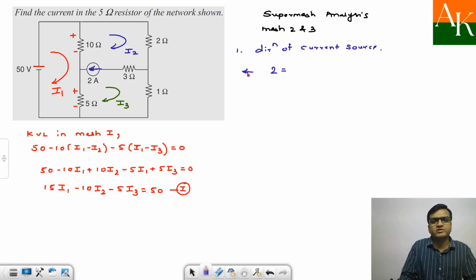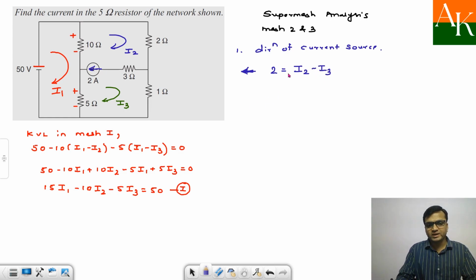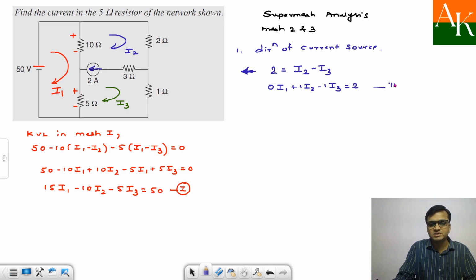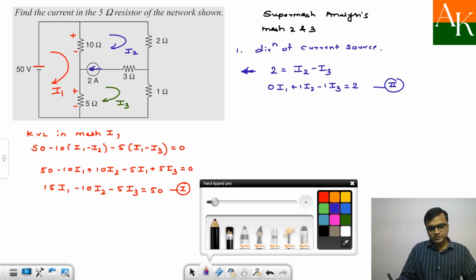So I need to write down the leftward current in terms of I2 and I3. What is the leftward current? It is not just I2, it is I2 minus I3, because I3 is going in this manner. So it is I2 minus I3. This gives me an equation: 0 times I1 plus 1 I2 minus 1 I3 is equal to 2. I am just writing 2 on the other side and writing the coefficients properly, and this is my equation number 2.